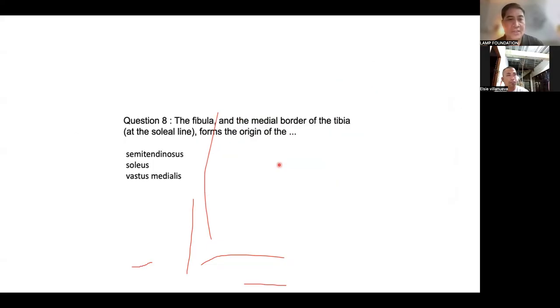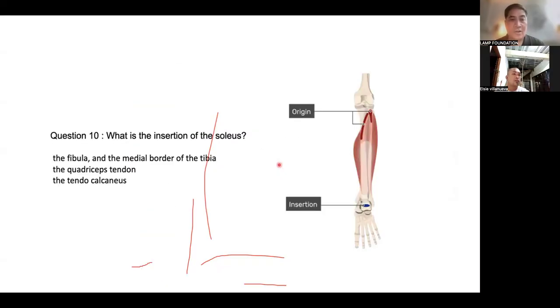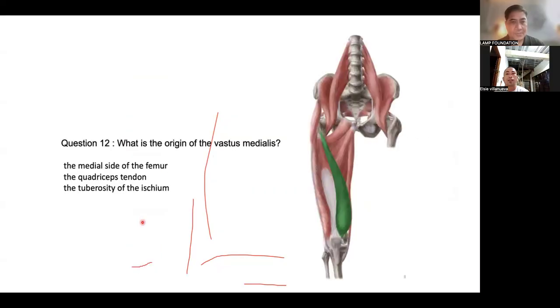Fibula and the medial border of the tibia at the soleal line forms the origin of soleus. What is the origin of the fibularis tertius? The distal anterior surface of the fibula. What is the insertion of the soleus? The tendocalcaneus. Insertion of fibularis tertius. Dorsal surface of the fifth metatarsal.